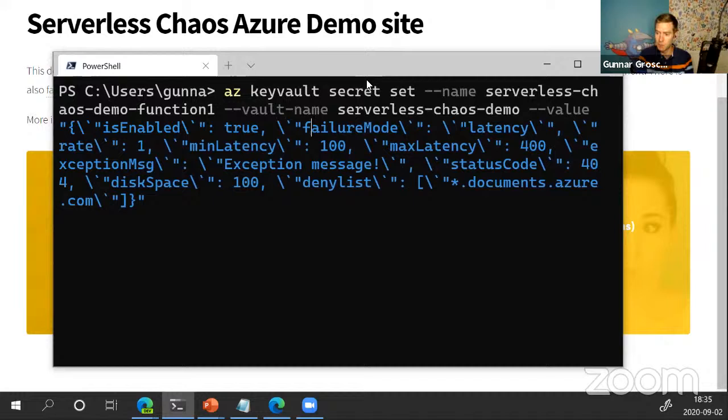The failure mode, as you can see, is now set to latency, which means that if we enable this, we will add latency to our function. We have a rate of 1, which means that we will inject failure on every invocation. We can set that to a lower number, which would then affect how big of an impact it would have on the number of invocations. With the latency, we can set a minimum value, in this case 100 milliseconds, and a maximum latency of 400 milliseconds. So we'll use something in between there.